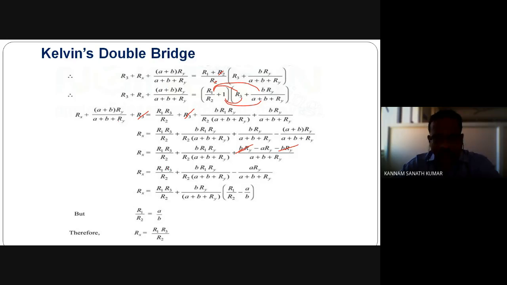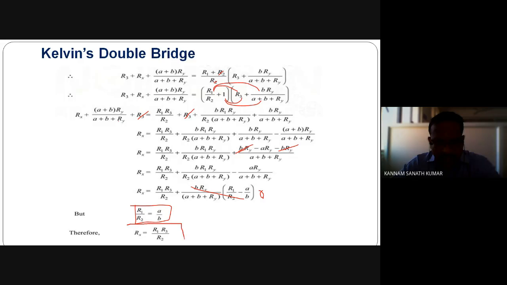So what are you getting? R1 R3 by R2 plus B R1 Ry by R2 into A plus B plus Ry minus A Ry by A plus B plus Ry. Now you can take B Ry by A plus B plus Ry common. So what are you getting? R1 by R2 minus A by B. But we know that R1 by R2 equals A by B. So when both are equal, this becomes 0.